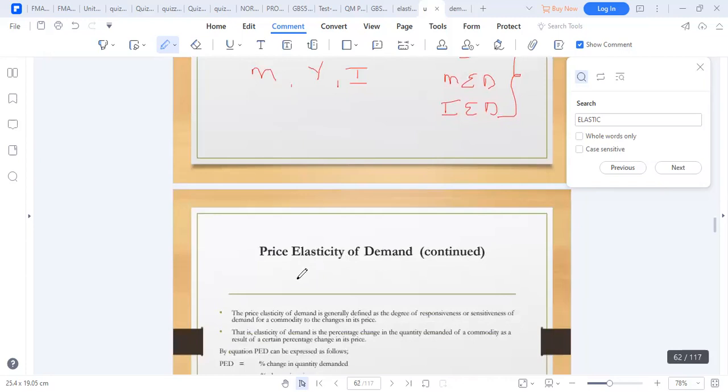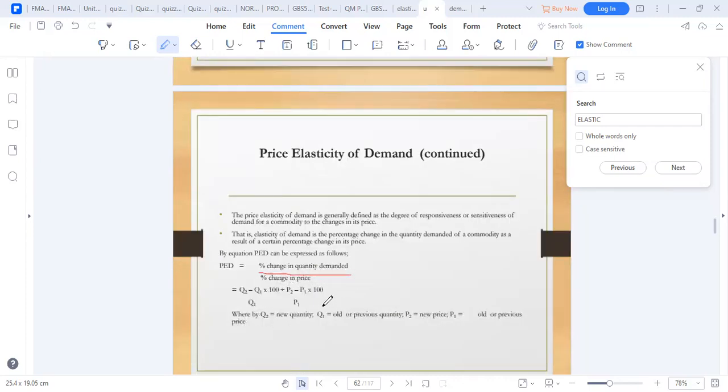When I go to price elasticity of demand, it's simply given as the percentage change in quantity demanded over percentage change in price. It is simply given as Q2 minus Q1 over Q1, divided by P2 minus P1 over P1. Now, price elasticity of demand has ranges. Elasticity of demand is always negative. You can't get a positive because of the inverse relationship.